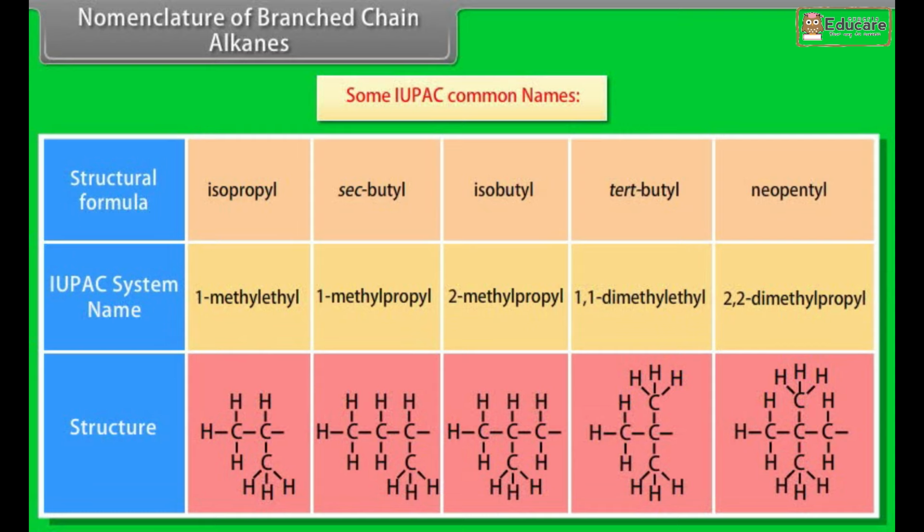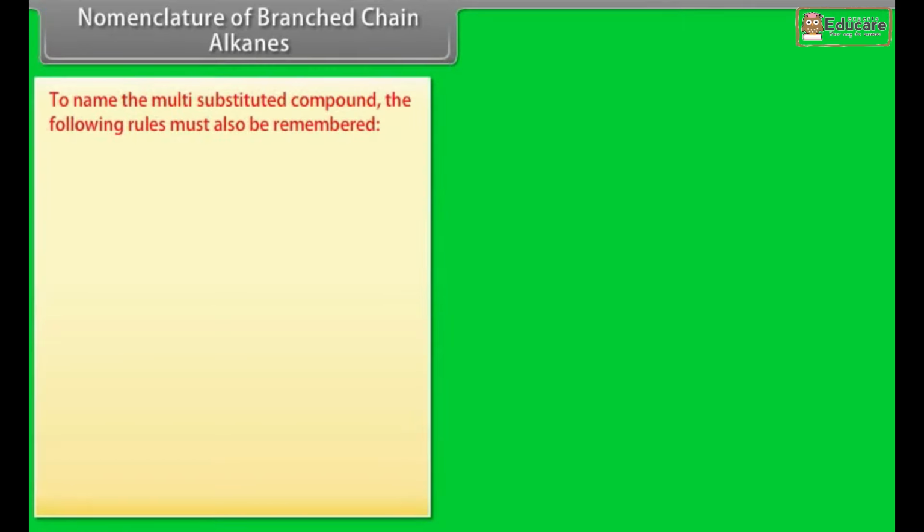Common name is neopentyl, its IUPAC name is 2,2-dimethylpropyl, and its structure is this. Nomenclature of branched chain alkanes. To name the multi-substituted compound, the following rules must also be remembered.